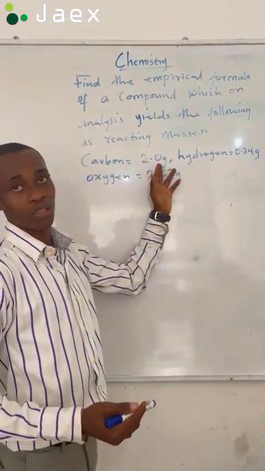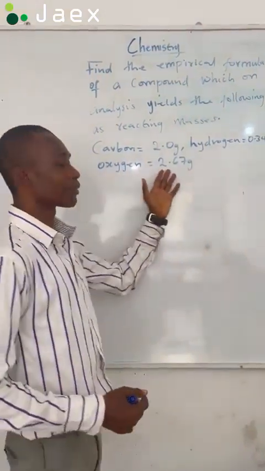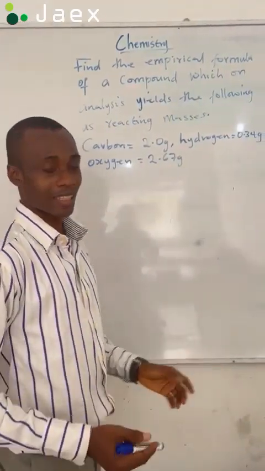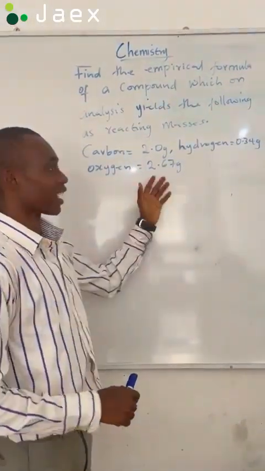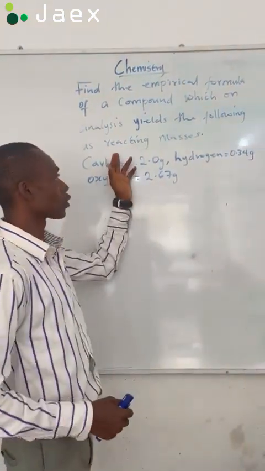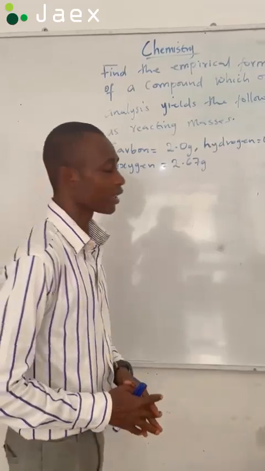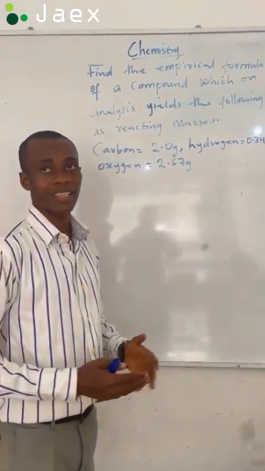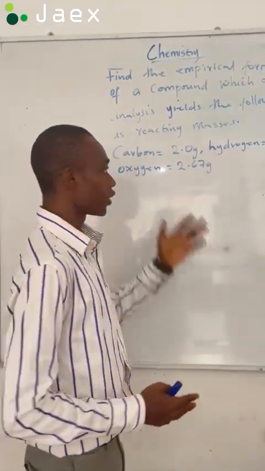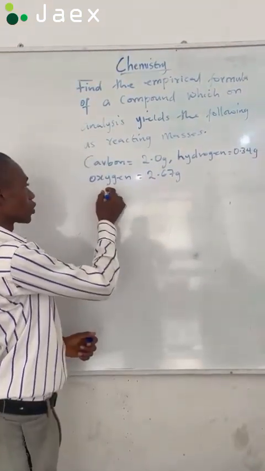Carbon is given as 2.0 grams, hydrogen is 0.34 grams, and oxygen is given as 2.67 grams. Now, in order for us to perform these calculations, we must take note of two things. First of all, we must take note of the reacting masses of each of the various elements that make up the compound. And secondly, we must take note of the relative molecular mass of the various elements. So let's solve now. Solution.